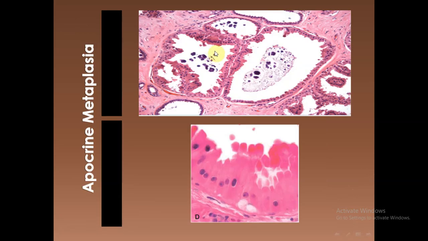This is apocrine metaplasia. It is important to see that these cystically dilated structures are lined by large cells with abundant eosinophilic cytoplasm, and a large hyperchromatic nucleus. Although the nuclei are hyperchromatic, these are benign cells, and this is an indicator of benignity of the lesion.